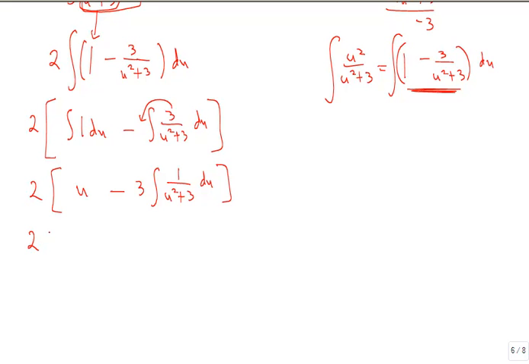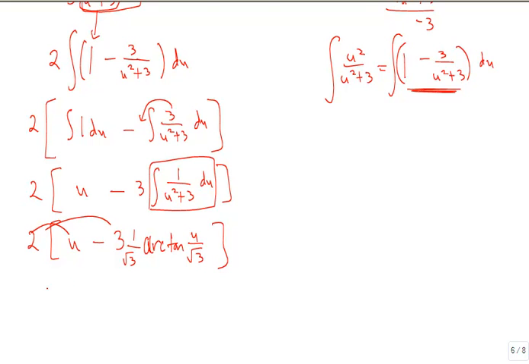So let's write out what this becomes. This 3 stays put, and then this is an arctangent. It's going to be 1 over a, and our a is root 3. Arctan of u over a, so u over root 3, and there's my integral. Let's go ahead and distribute our 2 across. So this becomes 2u minus 6 over square root of 3 arctan of u over root 3.